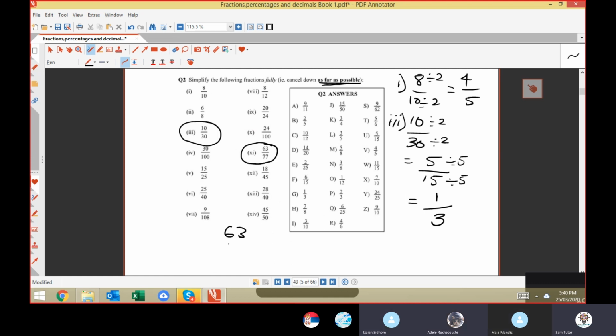So 63 on 77. What do we need to divide both of them by? What do we think? 7. 7. Good job. 63 divided by 7 is 9. 77 over 7, 11. And can you simplify that any further? Well, 9 you can divide by 3, but 11 you can't divide by 3. That won't work. So the answer is 9 over 11. Great work.